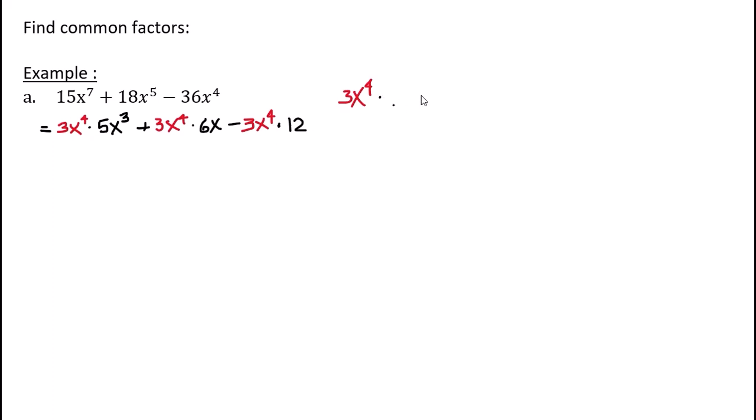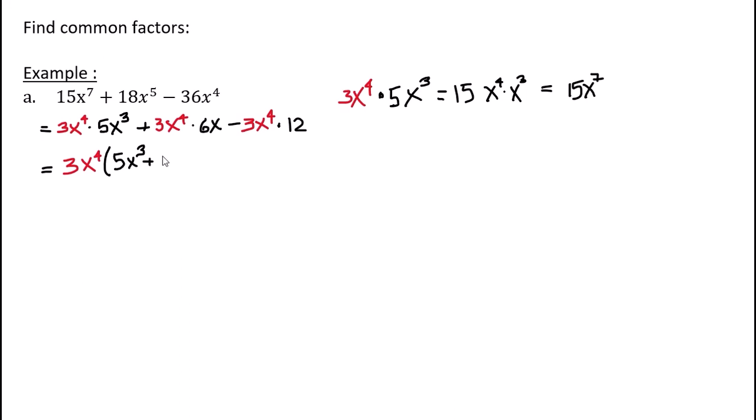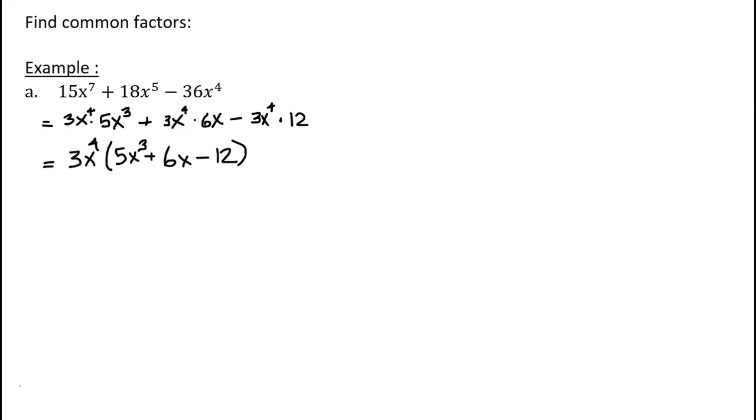Just remember that if I multiply this by 5x to the power 3, this will give me 3 times 5, which is 15. Then I'll have x to the power 4 times x to the power 3, and remember that is the product rule. That's going to give me 15x to the power 7. I'll get my first term back again. So my common factor is 3x to the power 4, multiplied by 5x cubed plus 6x minus 12. So just a point about notation here.